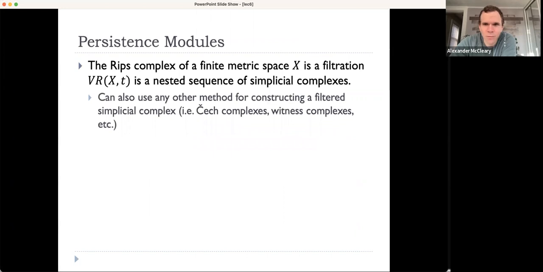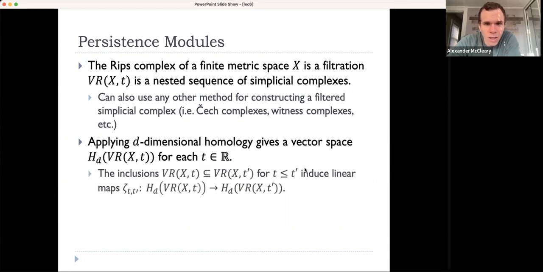we've seen Rips complexes before, right? Rips filtrations, and really what these are is just sequences of simplicial complexes. We have a simplicial complex for each t in the reals. And when t is less than or equal to t prime, we get an inclusion of the Rips complex at t into the Rips complex at t prime. Now it's not important that we use Rips complexes here. We can use any method of getting a filtration at all.